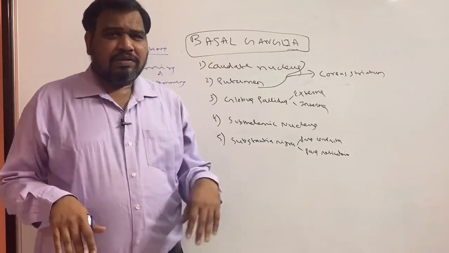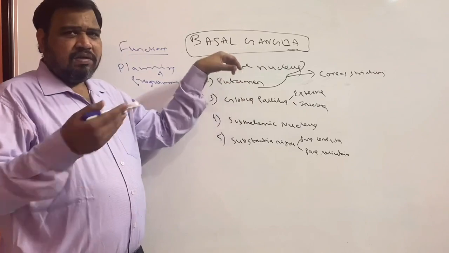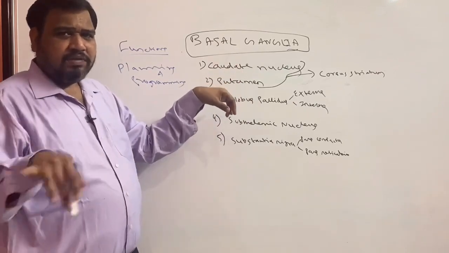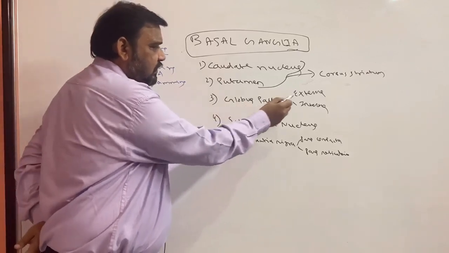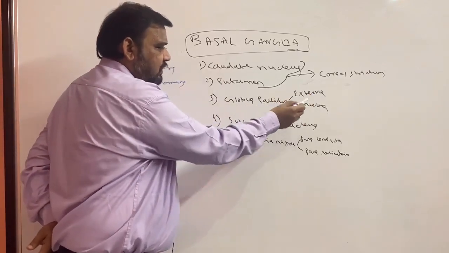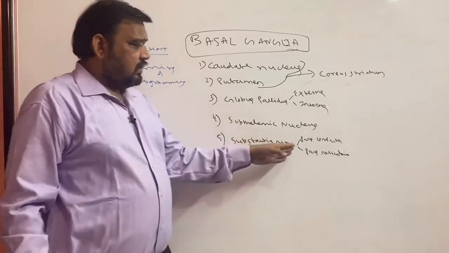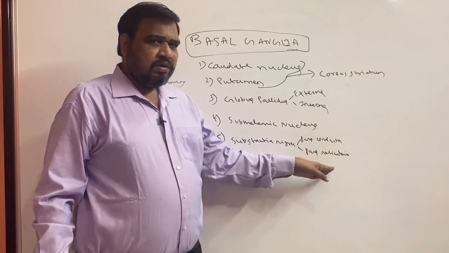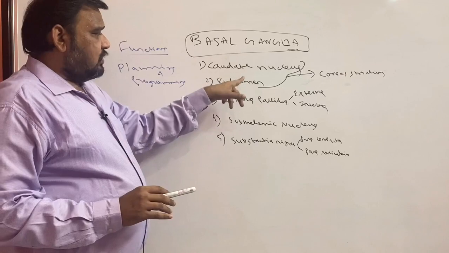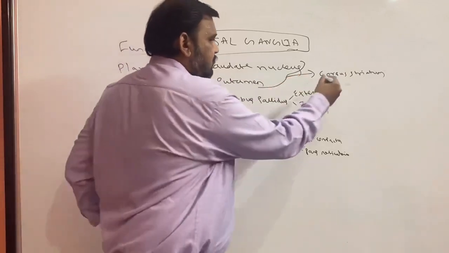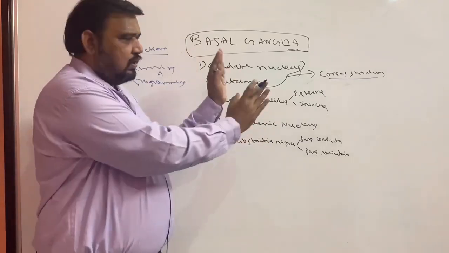Before going to connections, these are the components of basal ganglia: caudate nucleus, putamen, globus pallidus, which is divided into globus pallidus externa and globus pallidus interna, subthalamic nucleus, and substantia nigra. Substantia nigra is again divided into pars compacta and pars reticularis. I am not going into anatomy, where it is located. Caudate nucleus and putamen together are called corpus striatum. So these are the various nuclei of basal ganglia. Keep it as such.